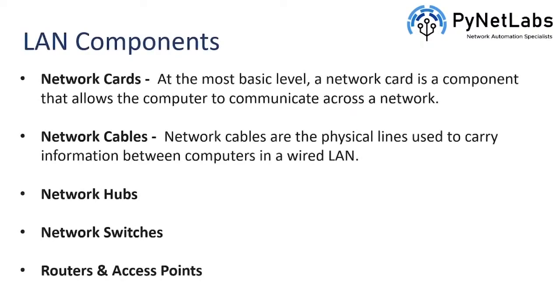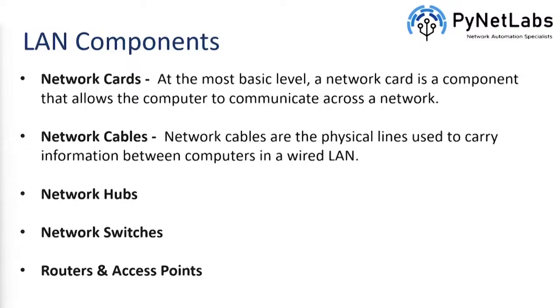Then, when we talk about the components of a LAN, it includes network cards, which are network interface cards. These are there on your devices, and these are the cards where you insert the Ethernet cables. Then we have the network cables, the important part of any network. These cables are copper cable or fiber cable, which are used to connect devices together. Then we have network hubs or network switches. Hubs and switches basically do the role of connecting multiple devices together. We will have some introduction to them later in this video itself.